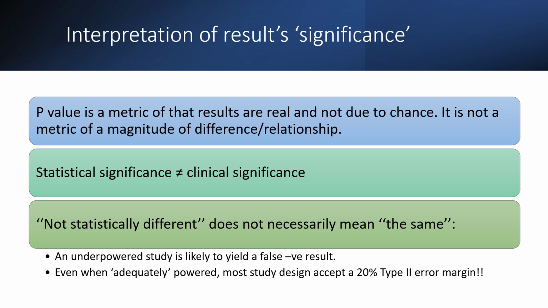Finally, if our results are not statistically different, this doesn't necessarily mean that our groups are the same, because an underpowered study with relatively small sample size is likely to yield a false negative result. And even when the study is adequately powered, most study design would accept a 20% margin of type 2 error, or false negative results error.